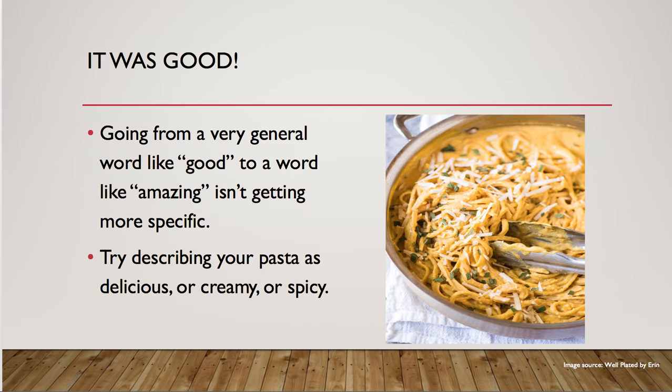Also remember that going from a very general word like good to a word like amazing isn't getting more specific. Amazing is still a really general term that could apply to a lot of things and doesn't tell us very much. So if I ask you how your pasta dinner was, try to be more specific. Maybe try describing your pasta as delicious or creamy or spicy. These words are more specific than the general term good.